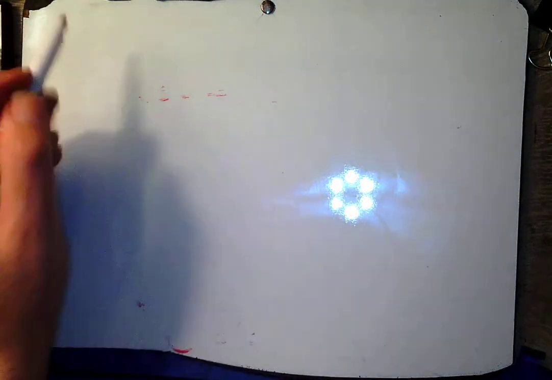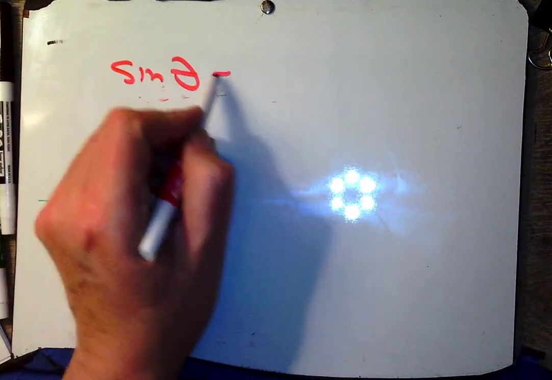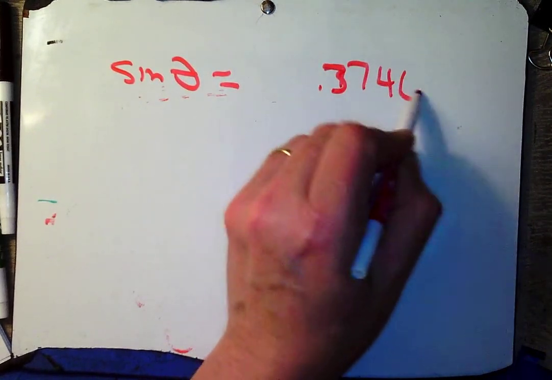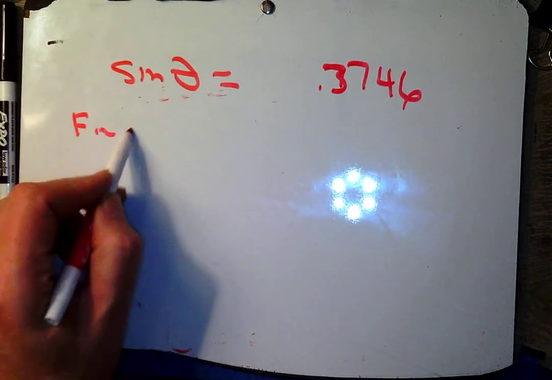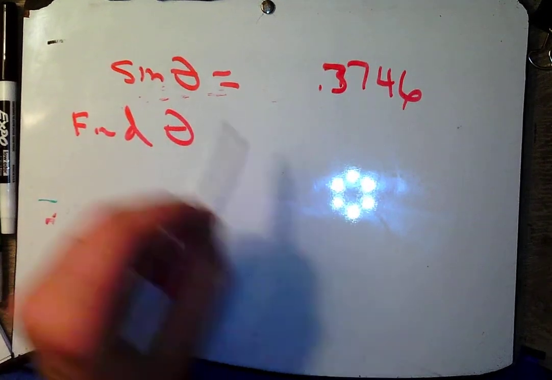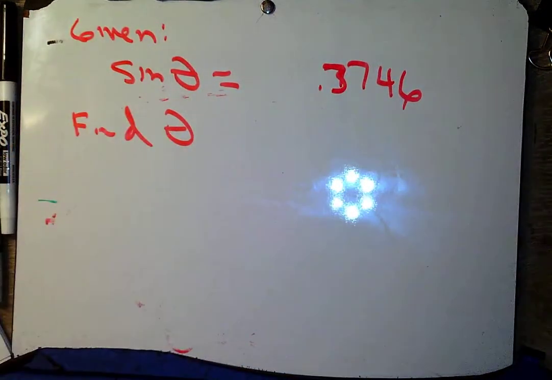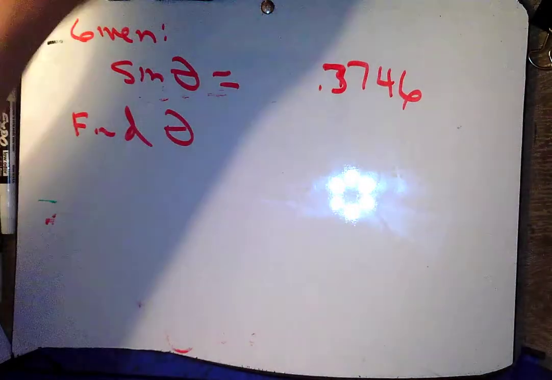Why don't you try this one? Sine of theta equals 0.3746. Find theta. Okay, pause the video, give that a try.